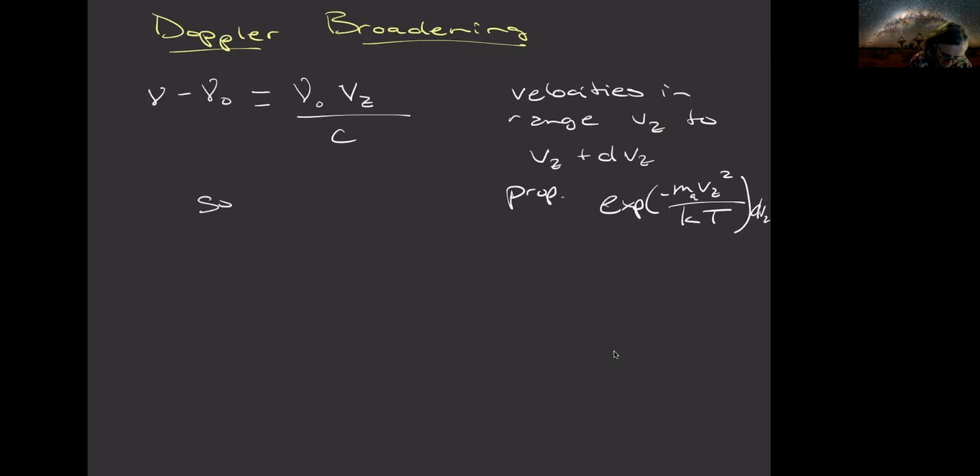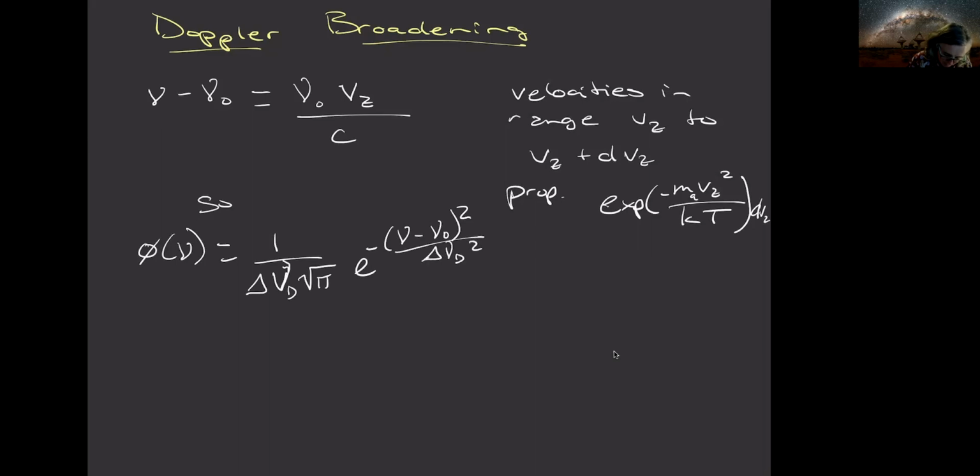And so from that, it follows that the line profile shape is equal to 1 over delta nu d square root of pi, where delta nu d is the Doppler width in frequency, times e to the minus nu minus nu naught squared over delta nu d squared, where the Doppler width, delta nu d, is related to the central frequency times the square root of 2kT, where T is the temperature of the gas, divided by the mass of the atoms.